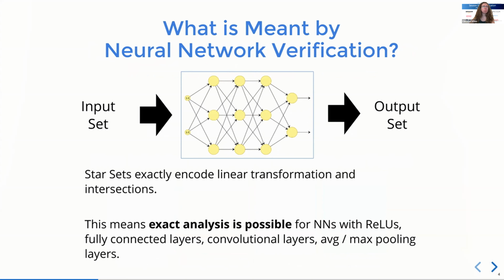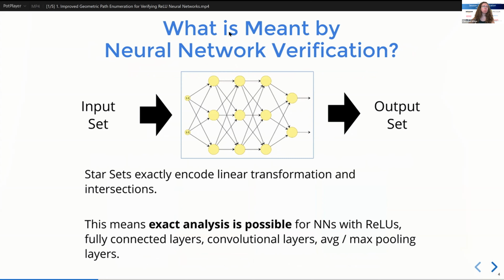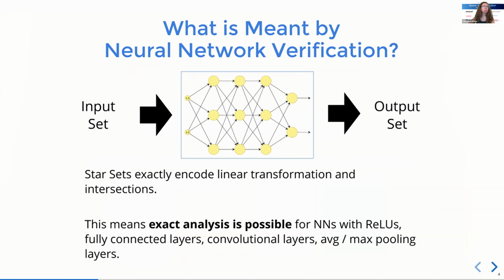StarSets are a data structure that encodes a set of states and works really well for analyzing certain types of neural networks, in particular neural networks that are fully connected with ReLU activation functions. There are also extensions to convolutional neural networks and max pooling layers and things like that. But for this talk, I'll be focusing on ReLUs and fully connected layers.